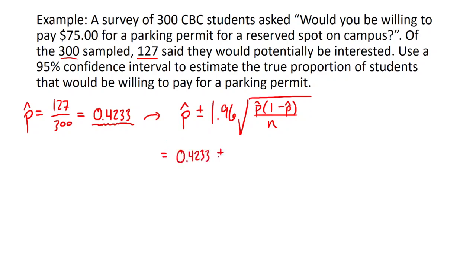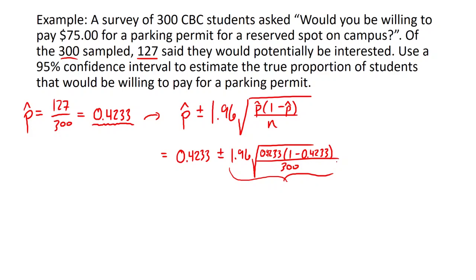0.4233, and then we're going to add and subtract the 1.96 times the square root. So wherever I see p hat there, I'm going to plug in. And then our n was what? 300, right? Okay. So your first job is you need to calculate this thing.